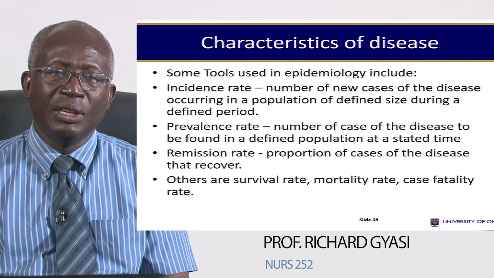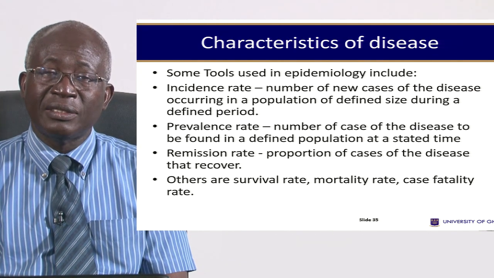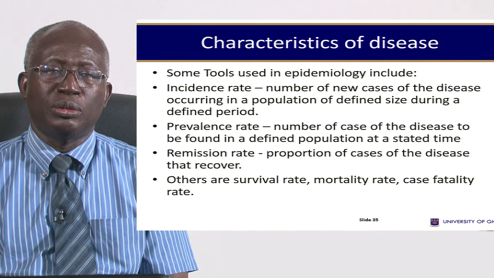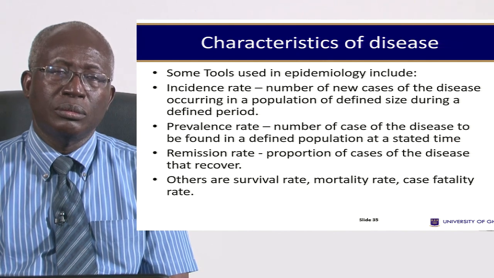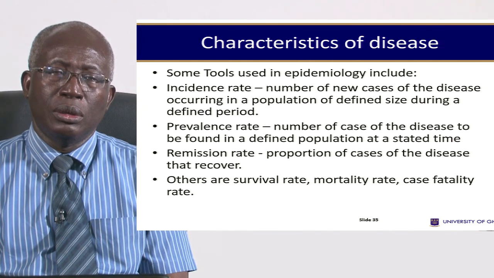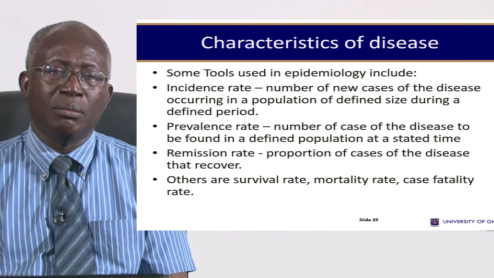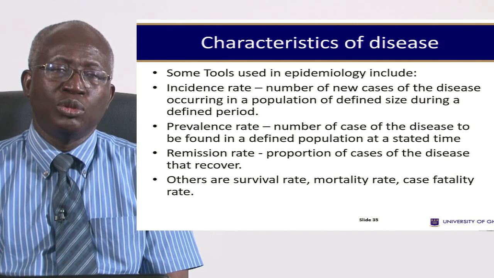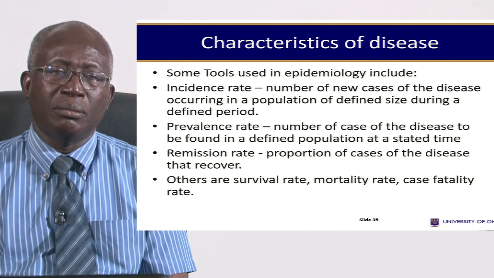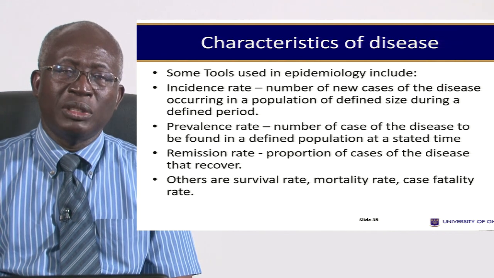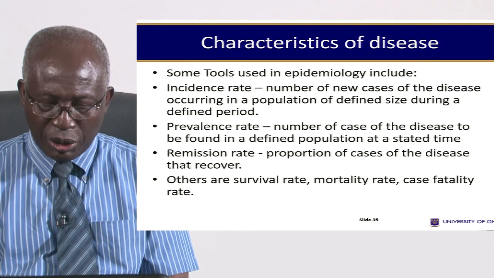For instance, incidence rate. This is the number of new cases of the disease occurring in the population of a defined size during a defined period. It helps you know how many new cases you are getting. Prevalence rate is the number of cases of disease to be found in the defined population at a stated time. Again, this gives you the disease burden. You know how much you have to deal with at any given time. Other rates that can be calculated and used as epidemiological tools are survival rate, mortality rate, case fatality rate.